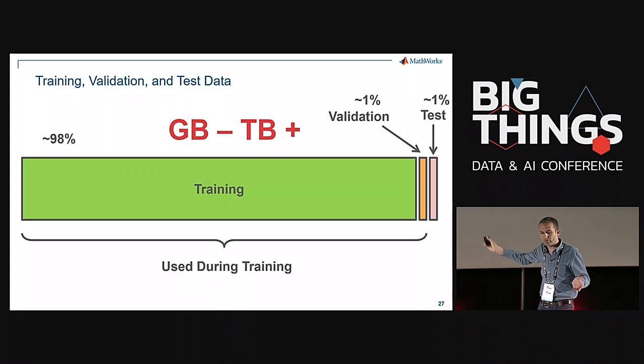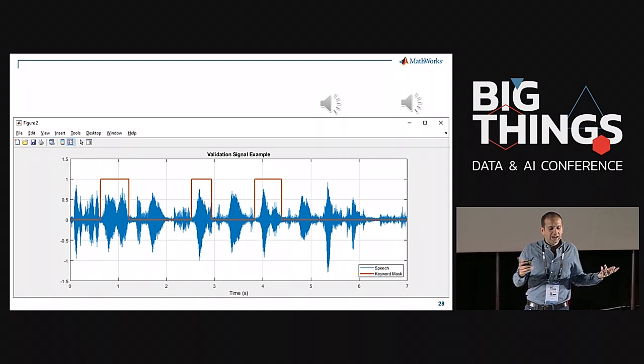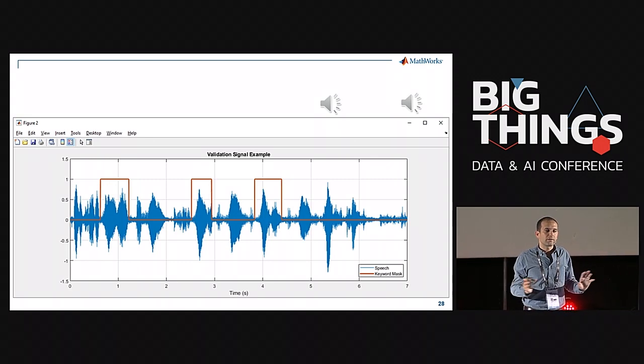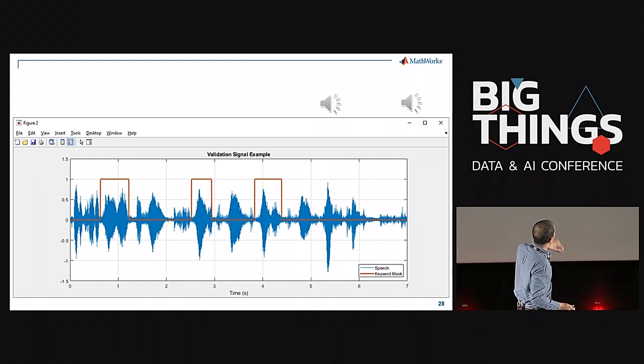Let's give you some examples in terms of what you can do. So what's a good type of validation data with some labels for our problem? Remember, our problem is to wake up whenever there's a word yes. So this is an example. Let me play it first.